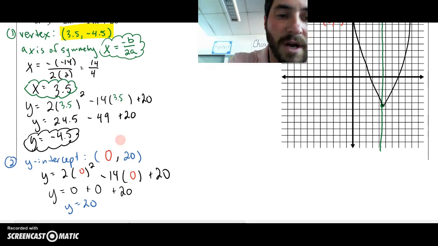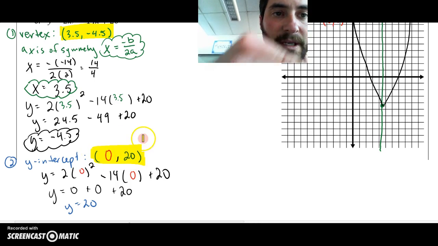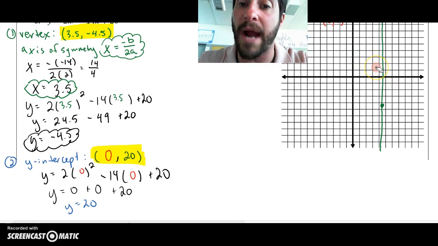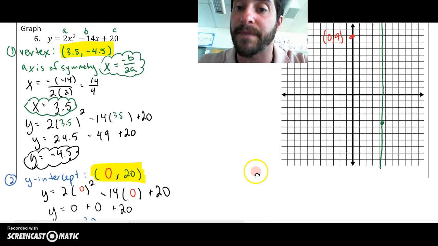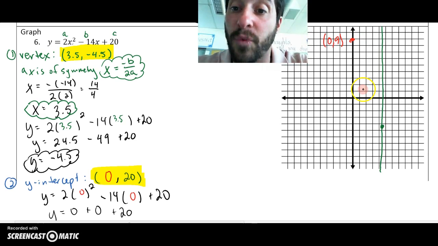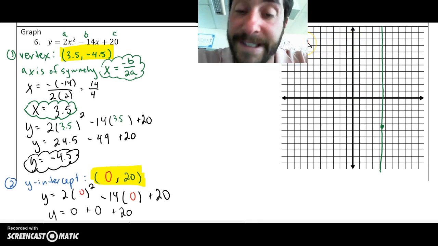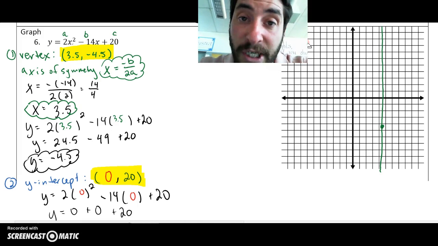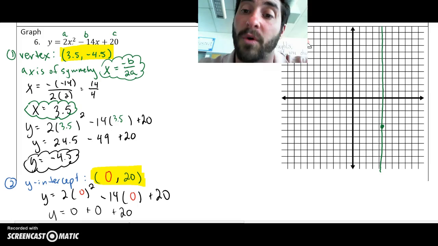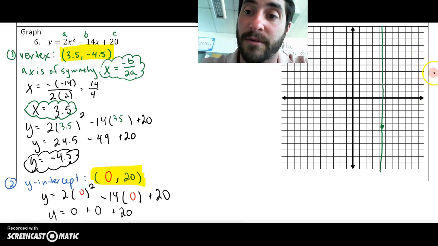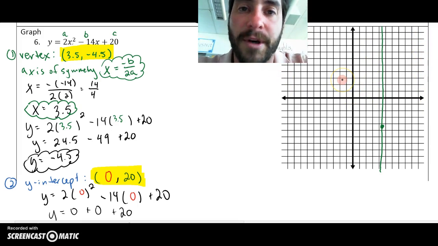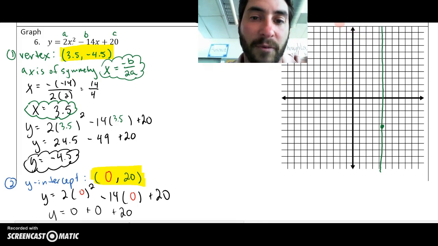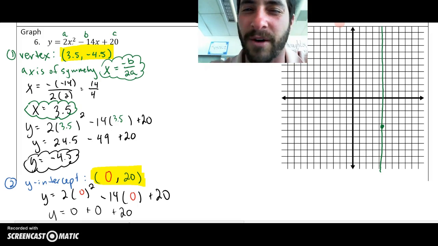So that's our other key point: 0, 20. Damn! We don't have 20 on this graph. Shoot! Decision time. You can either just say that it's up there and fudge it, or you can count by 2s. Let's hold off on plotting that right now. I'm going to find where my x-intercepts are and make a judgment call right away.